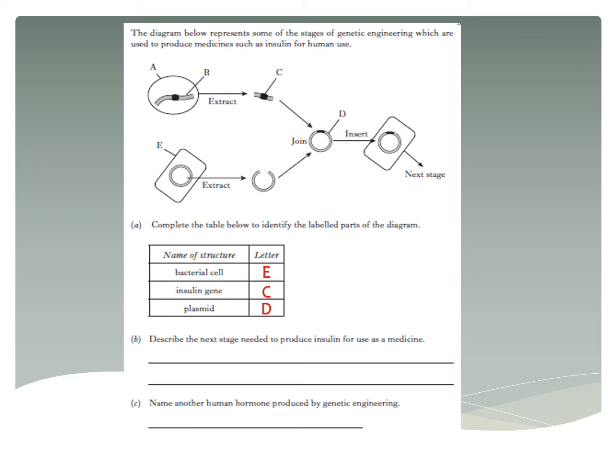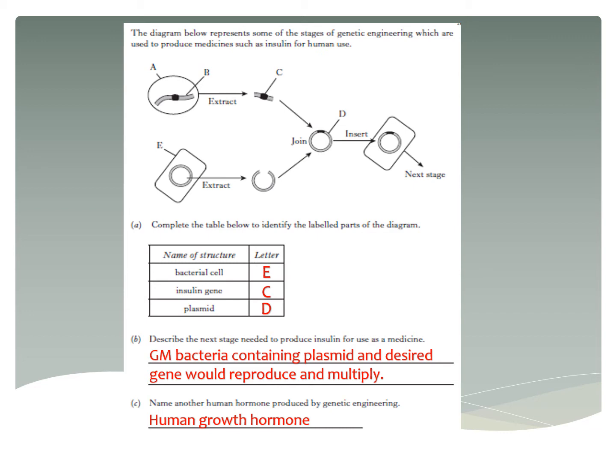You've been asked for the next stage, so that would be that your GM bacteria containing your plasmid and your desired gene would reproduce and multiply. And after that stage, your product would then be extracted and purified. Then it says name another human hormone produced by genetic engineering, and you should know two of these. One's already been said, which is insulin. The other one that you were told to remember was human growth hormone. If you managed to get all of them correct, well done. If you didn't, you need to go and look at the genetic engineering tutorial.